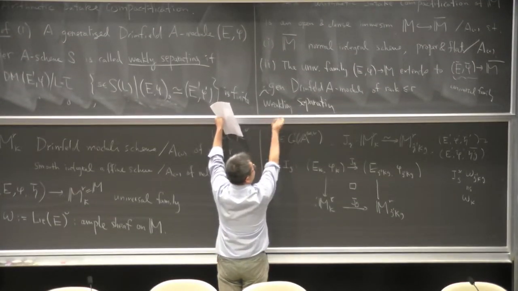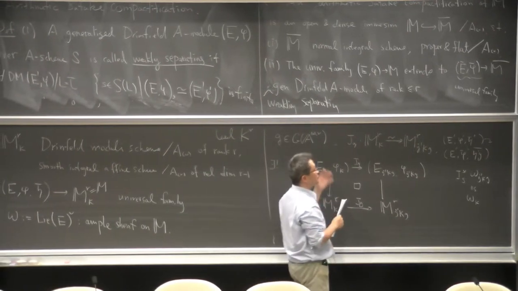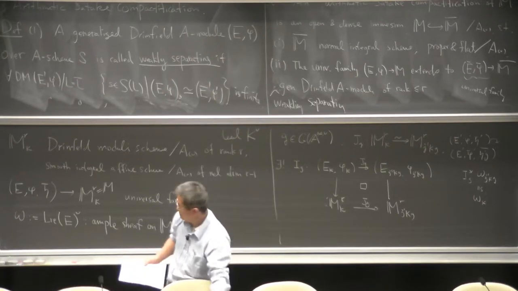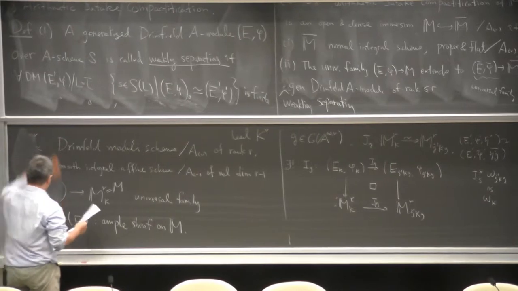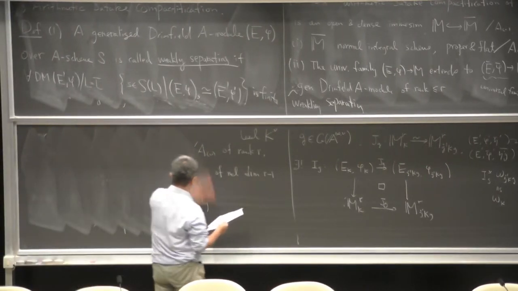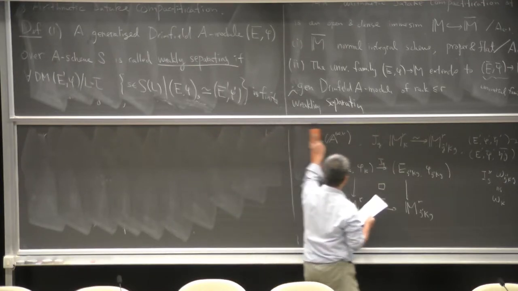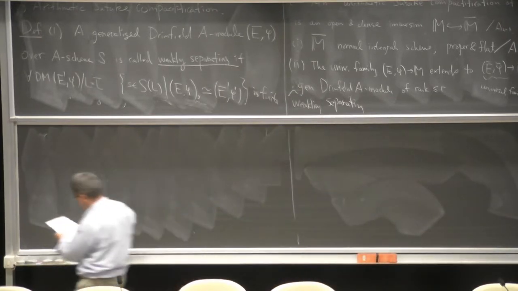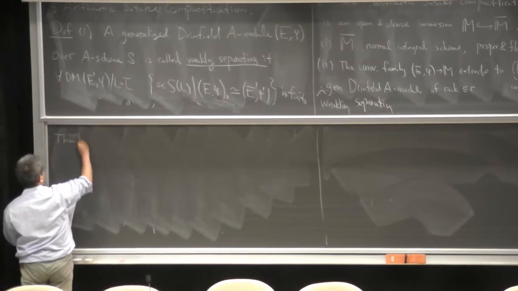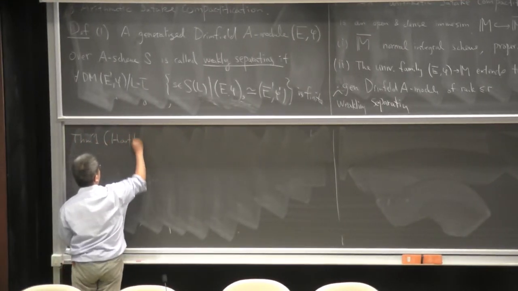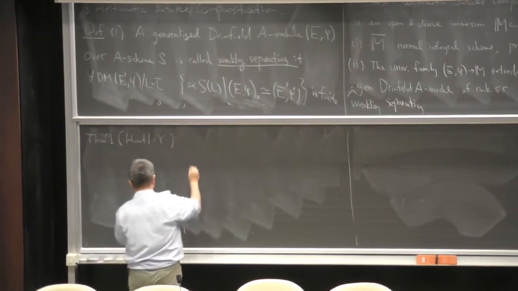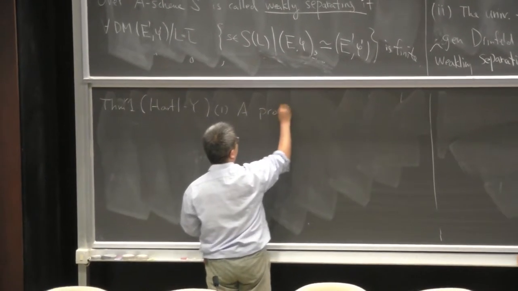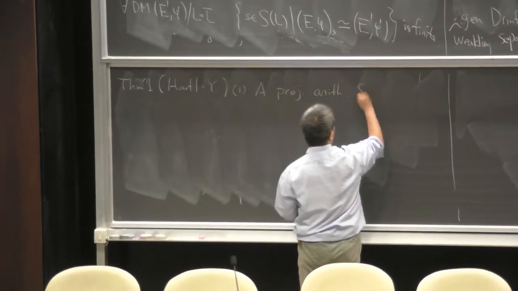Our result is just that such a compactification exists, is unique, and satisfies certain good functoriality properties. The first statement is that for any given K, a projective arithmetic Satake compactification exists.